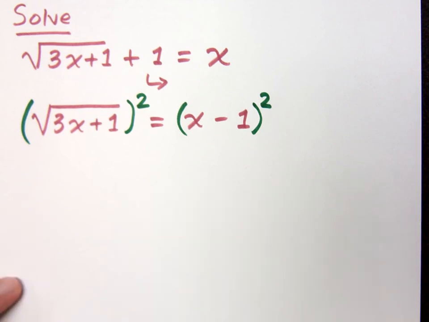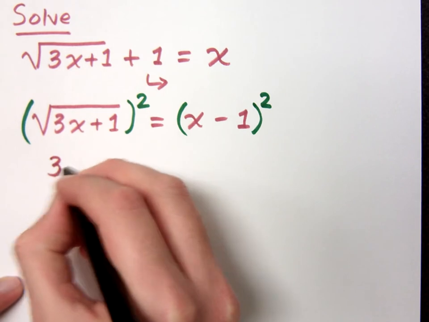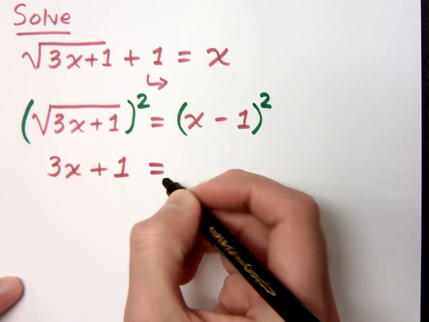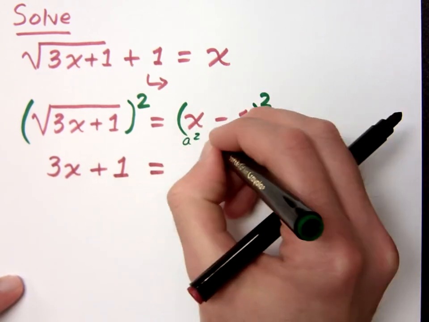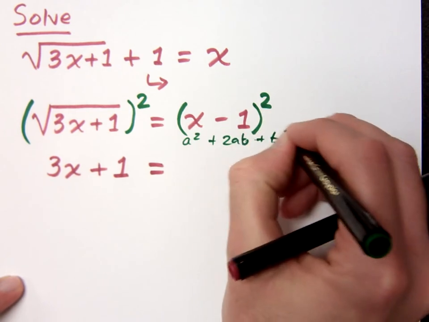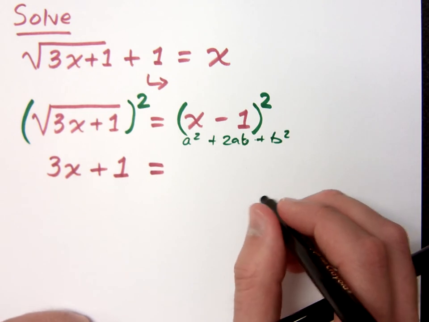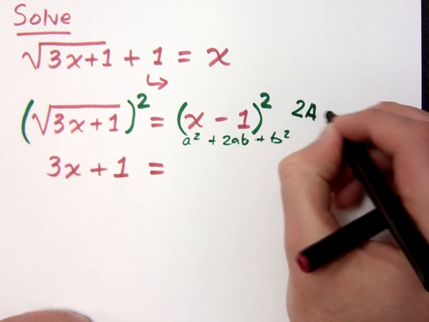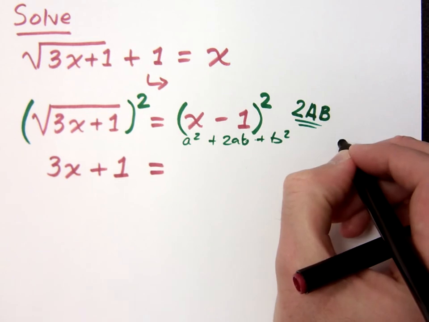On the left side of the equation, when you square, the square root is going to cancel, and you're going to get just 3x plus 1. On the other side, you need to remember that you're using that special product of squaring a binomial. So that's a squared plus 2ab plus b squared. An easy way to remember this and not get it confused with the difference of squares is to remember that you are squaring a binomial. So you have to have that 2ab piece in the middle.